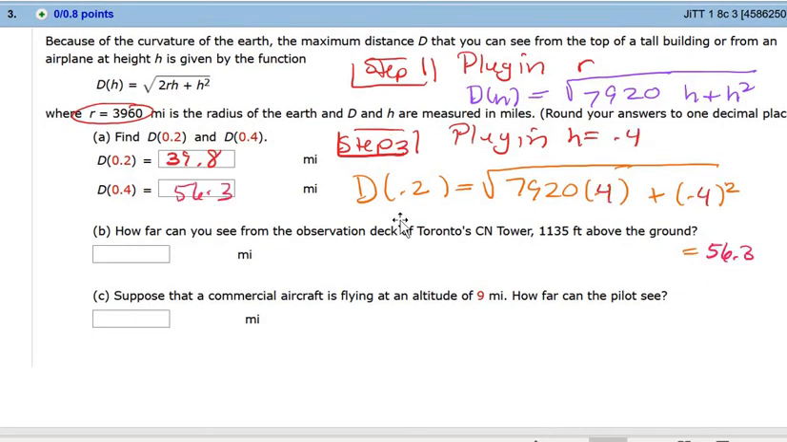Do the same thing. This should be 0.4 here. So do the same thing for 0.4. Plug in h equals 0.4. I forgot to erase. This is a copy paste error. So distance at 0.4 is 7,920 times 0.4. So you just do it again. Because I typed these into Google, they were pretty easy to change. And take the square root of that, and you get 56.3.